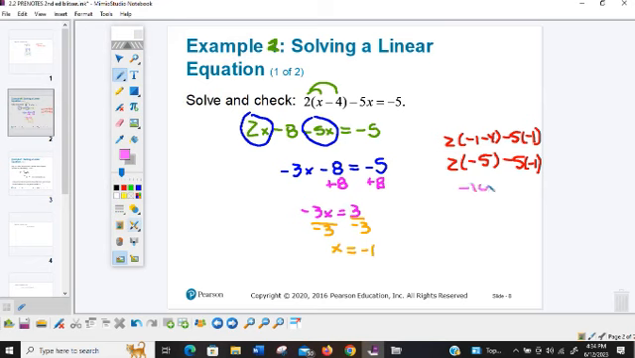That's going to give me negative 10. Negative 5 times negative 1 is a positive 5. And the very last thing I do is add those together. And that gives me a negative 5. That's just following order of operations, so we know it worked. And negative 1 would be our answer.